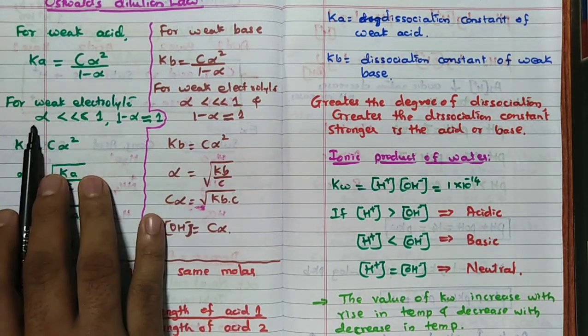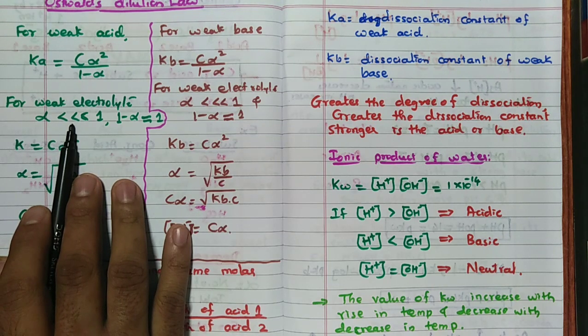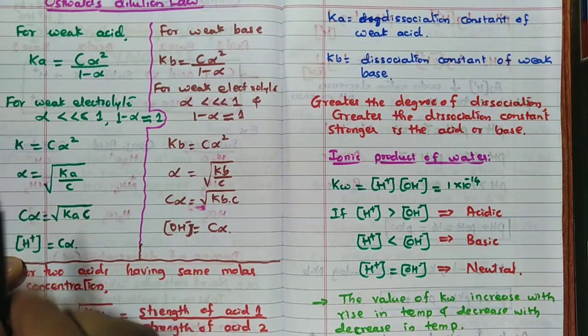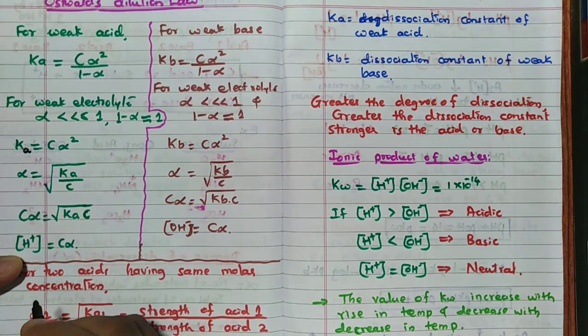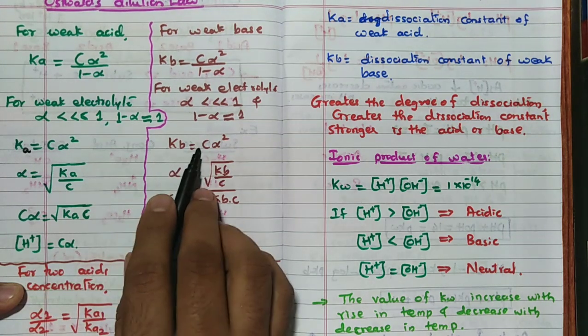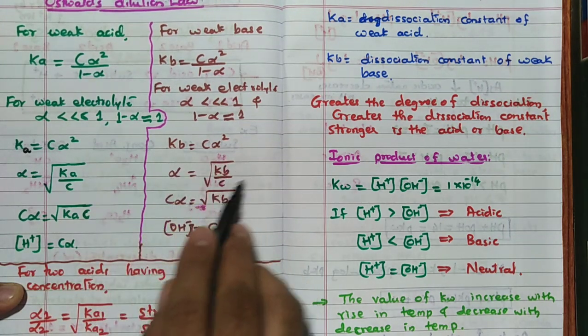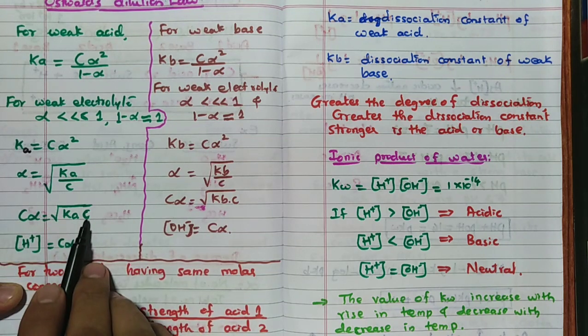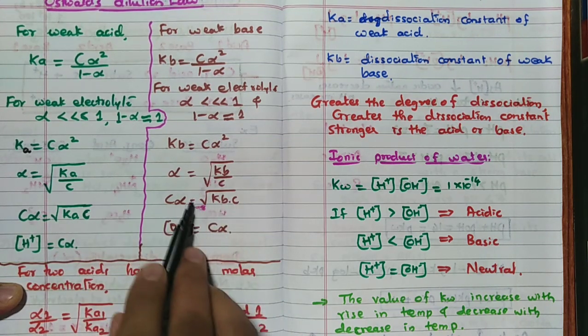For a weak electrolyte, remember alpha is very much less than 1. Hence I can write the denominator 1 minus alpha as 1. So Ka is equal to C alpha square, alpha is equal to root of Ka by C. Similarly, Kb is equal to C alpha square, alpha is equal to root of Kb by C. Then C alpha is equal to root of Ka into C, and C alpha is root of Kb into C.